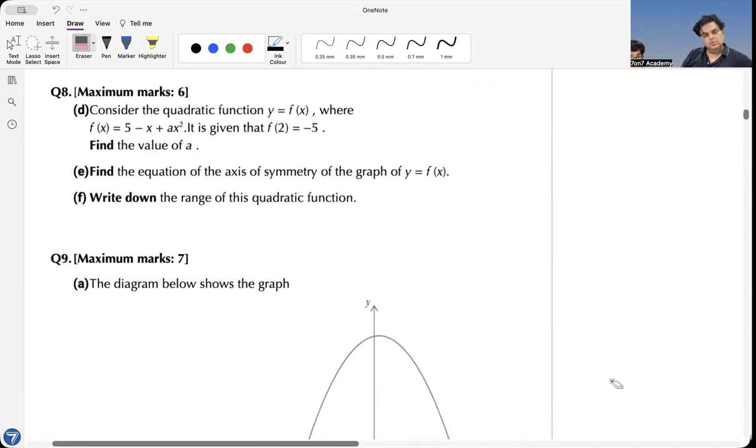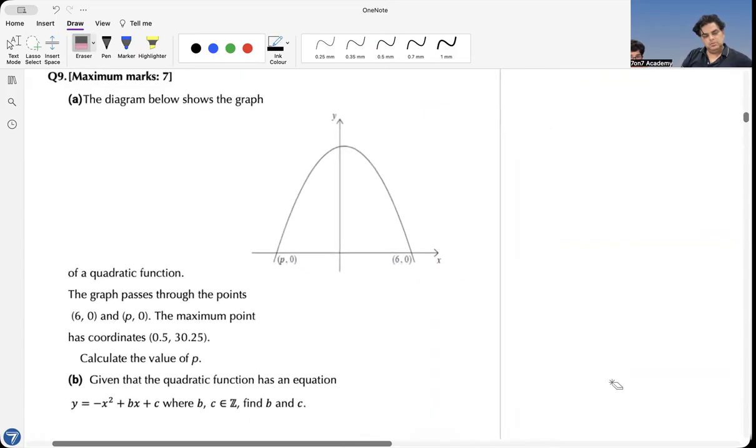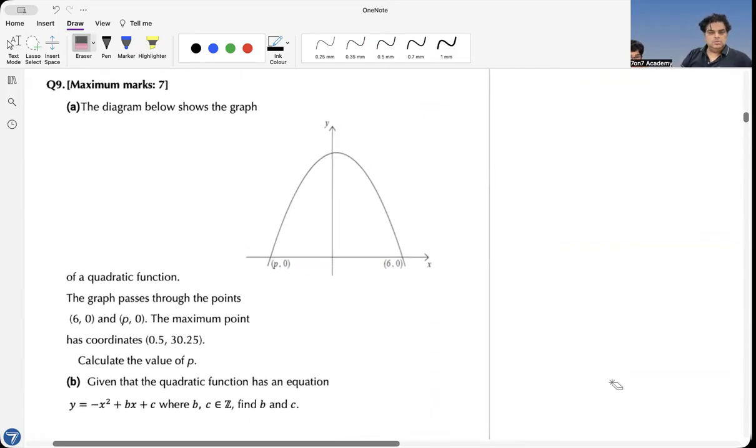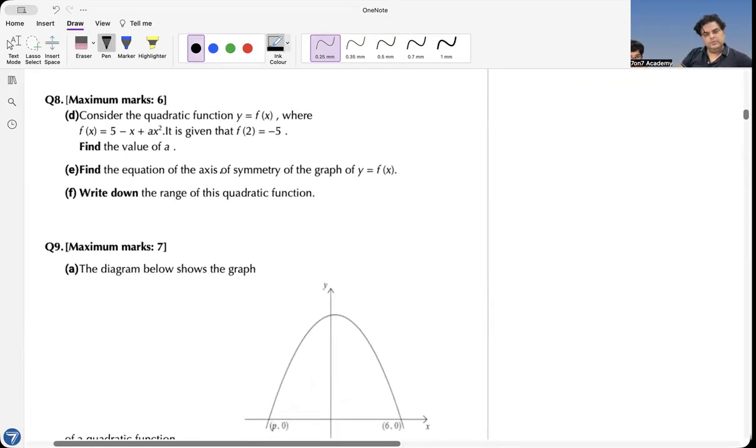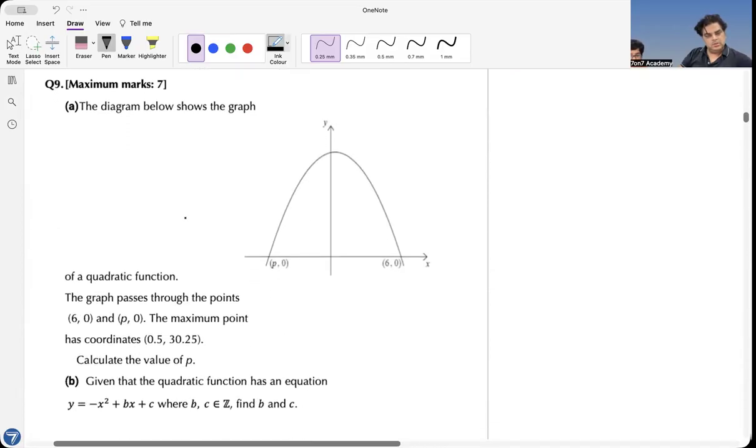You skipped one. There's one above. Yeah, we did this one, no? We just did this. Oh, right. Now we have been given this, and they said the vertex is the maximum value.